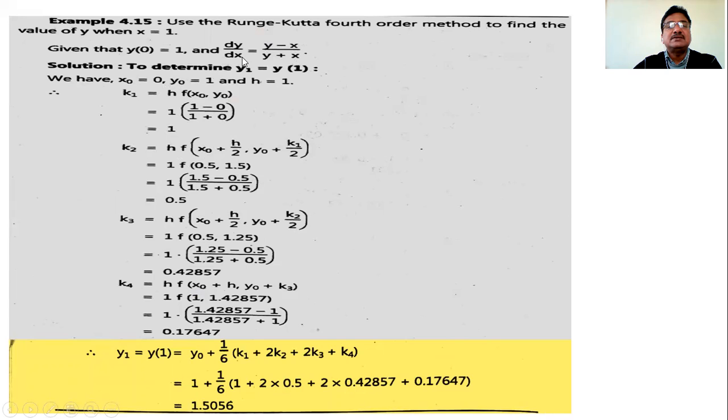Then k2: that is x naught plus h by 2. What is x naught? x naught is 0. h is 1 by 2, which means 0.5. So this is 0.5, comma, y naught plus k1 by 2, where k1 is 1.5. And then f of x, y is y minus x divided by y plus x, that is 1.5 minus 0.5 over 1.5 plus 0.5. Similarly here, x naught plus h by 2 is 0.5, and y naught plus k2 by 2 is 1.25, and then f of x, y is this. So we have this answer.